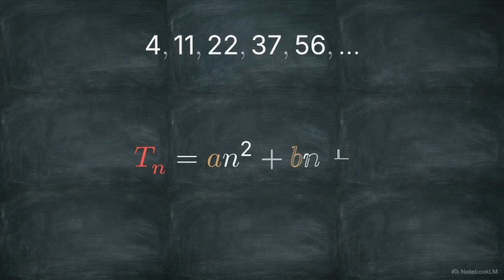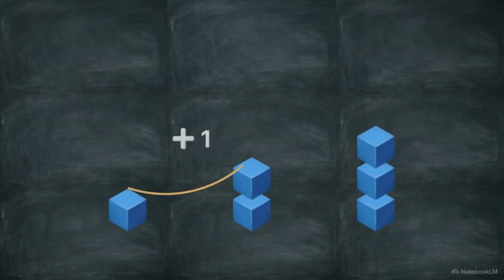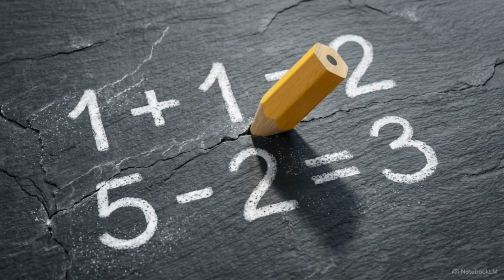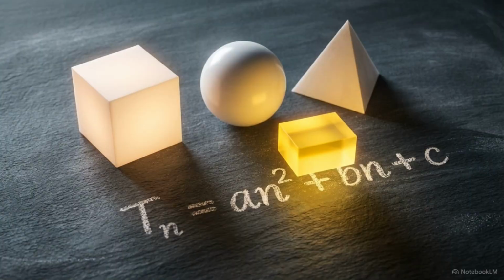This is the master formula that describes the entire pattern. Now, looking at that formula, with its squared terms and multiple variables, might seem intimidating. But if you know how to subtract, and you can recognize a basic linear pattern where numbers go up by the same amount each time, you already have every skill you need to solve this. By the end of this, you won't be guessing what comes next. You'll have built the general formula that lets you calculate any term in the sequence immediately.